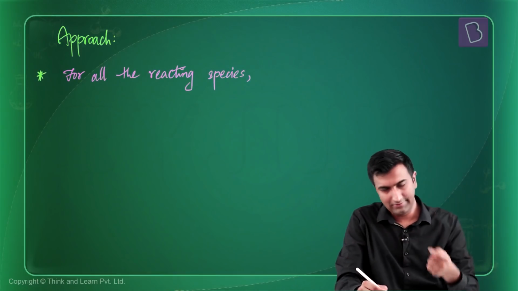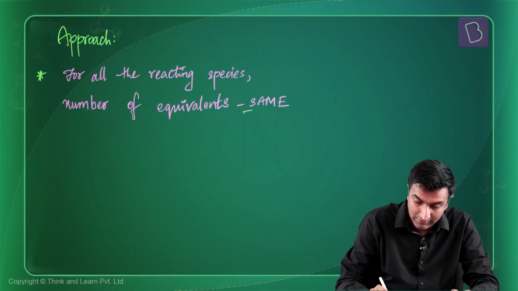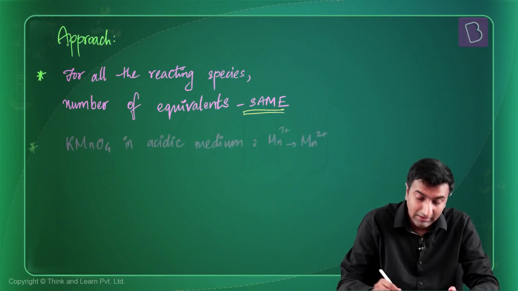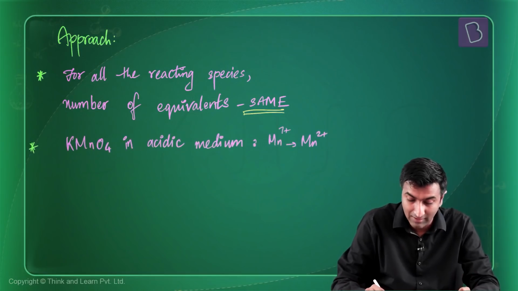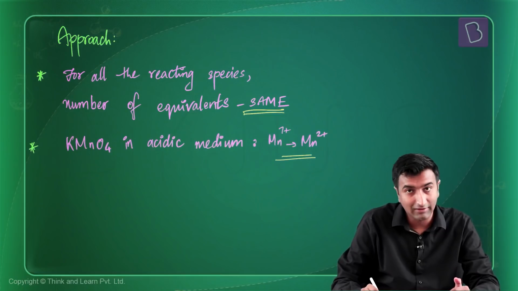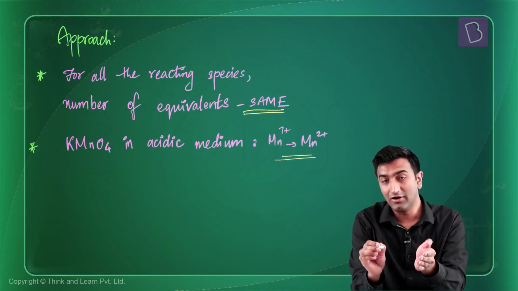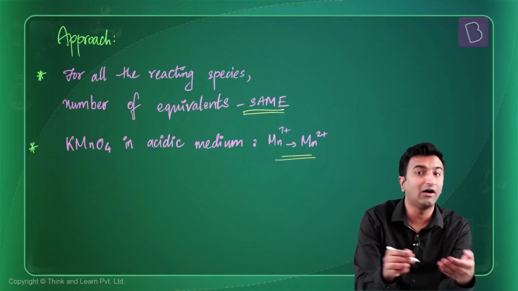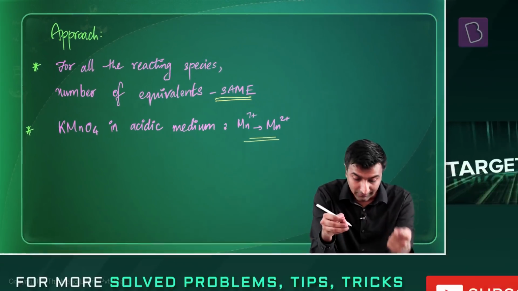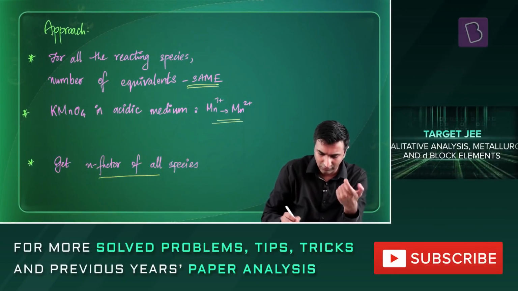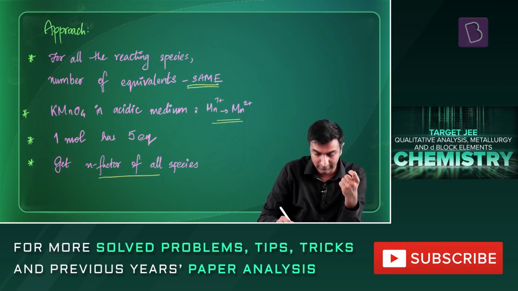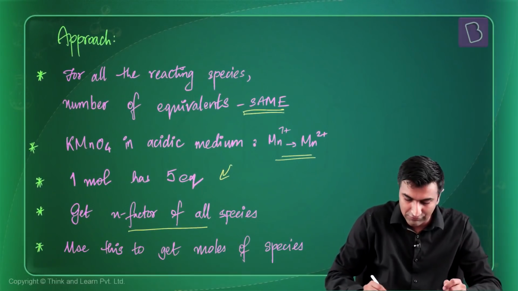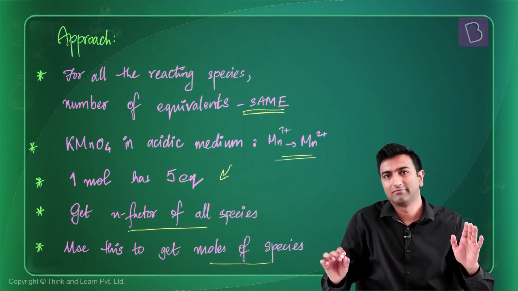For all the reacting species, as usual, the number of equivalents is going to be the same. So I need to just find out the number of equivalents in 1 mole of KMnO4. KMnO4 is in acidic medium, so Mn7 plus goes to Mn2 plus. This is getting reduced, which means this is an oxidizing agent. That is a key idea here. You need to look at the species, see which ones are being oxidized, how they oxidize, and from that you get the N factor of all these species. Clearly, 1 mole of KMnO4 has 5 equivalents. We'll use that, and when we get the N factor of all the other species, use it to get the number of moles of each species. Sounds really simple.